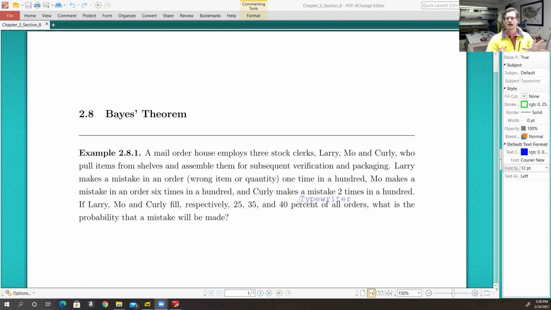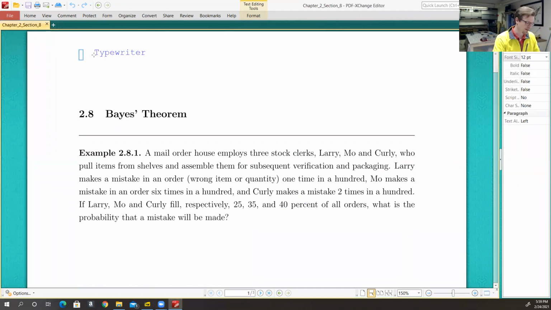Okay, so we don't have direct information here. We have some ideas. We know how often Larry makes a mistake. We know how often Mo makes a mistake. And we know how often Curly makes a mistake, but we don't have explicitly how frequently a mistake happens overall. And that's what we want to find. And it essentially works out to be that since the only way that a mistake can be made is by Larry, Mo, or Curly making a mistake, then we effectively have the information we need to discover the probability that a mistake is made.